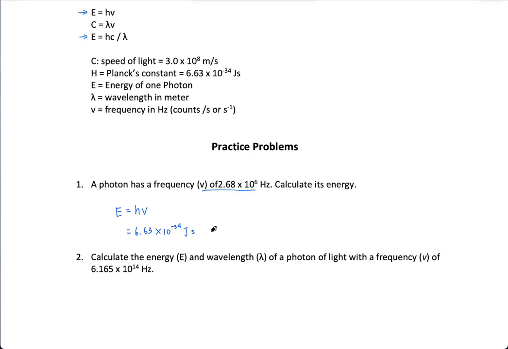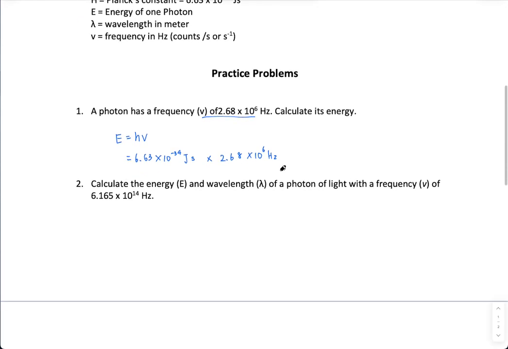The unit is joule-seconds, multiplied by the frequency, which gives 2.68 times 10 to the 6th power hertz. I believe you can calculate this, and just make sure you give the result in scientific notation. That's all we need to be careful about for this first question. Let's check the second question.